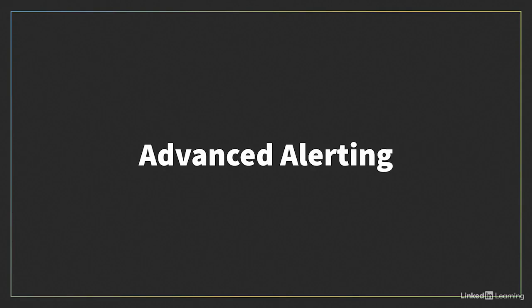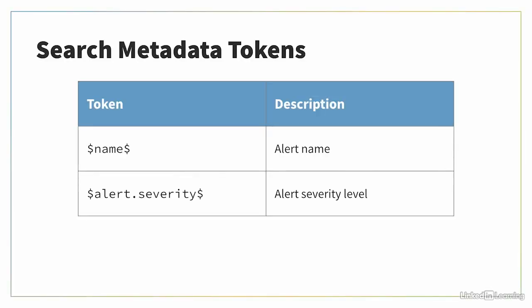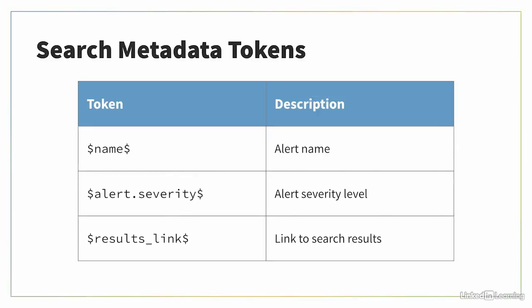In this lesson, we'll look at some of the more advanced features of Splunk alerts. Splunk provides tokens that can be used to insert useful information into your alert messages. The search metadata tokens are especially useful. Here are a couple of examples. The name token will insert the name of the alert itself. Alert.severity will give you the severity level. Results_link will give you a link to the search results.